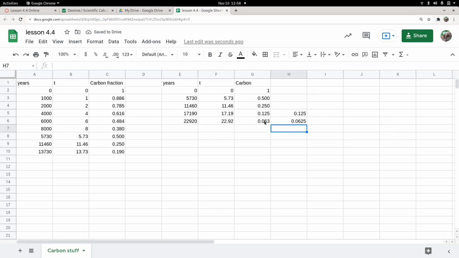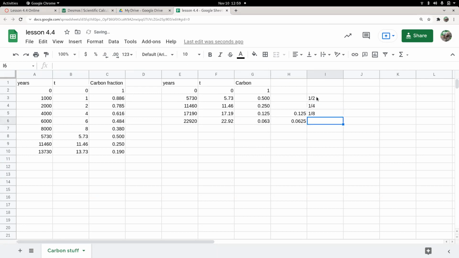0.0625 rounds to 0.063. Pretty close. If I added more decimals there, I should probably see that it's pretty darn close. Yeah, 625, and then I have some rounding error due to my formula. Yep. So basically what I see here is starting with 1, we get 1/2, and then we get 1/4, and then we get 1/8.